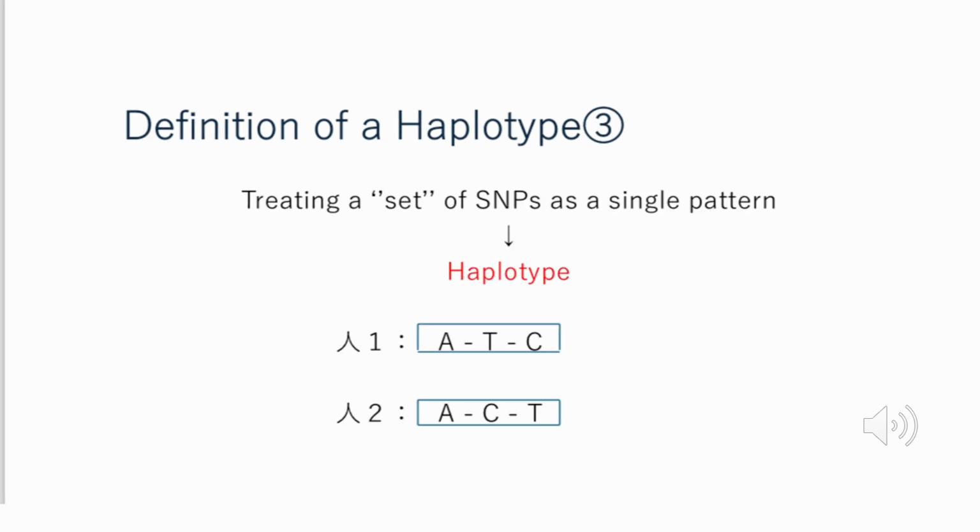When several nearby SNPs line up on a chromosome, their order forms a kind of pattern. For example, one person may have ATC, while another has ACT. These different patterns of SNPs are what we call haplotypes.